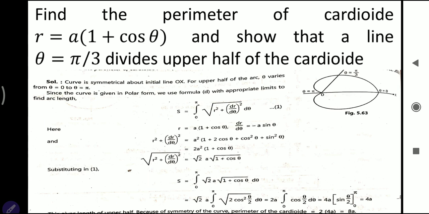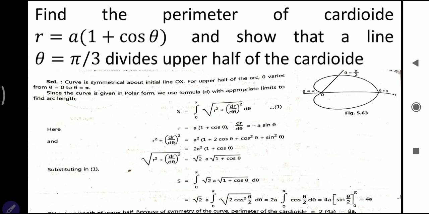Show that the line theta equal to pi by 3 divides the upper half of the cardioid. That means here what we have to do actually, for the upper half of the cardioid, whatever is the length, suppose it is b, suppose. So what they are saying, theta equal to pi by 3 divides the upper half of the cardioid.